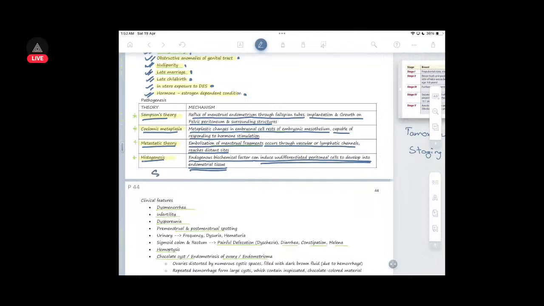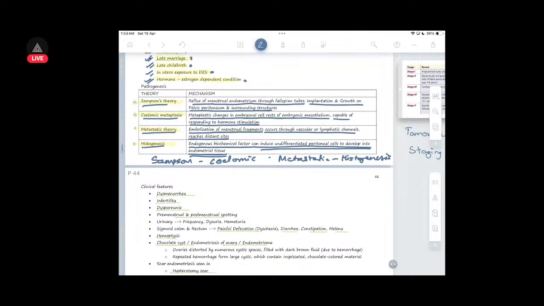So: Sampson, coelomic, metastatic, and histiocytic histogenesis. All these four names you have to remember.